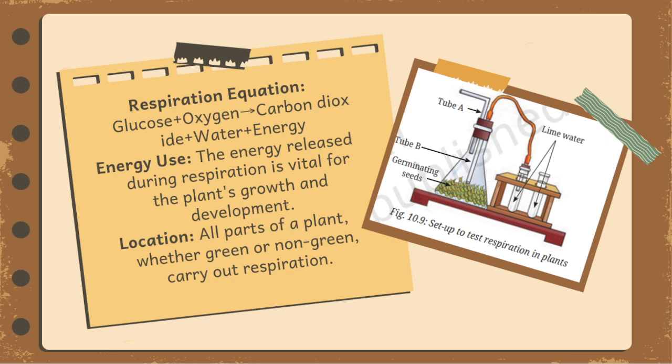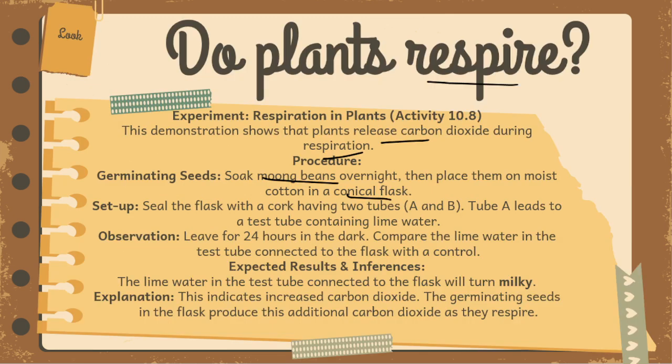This is the image of the particular activity. Then this whole flask connects to test tube A and test tube B. These are the germinating seeds. Now test tube B is connected with another test tube, let's name it C, and this test tube C has lime water in it. I'll tell you why lime water is put here. Test tube B also has lime water. Now you leave the whole setup for 24 hours in the dark.